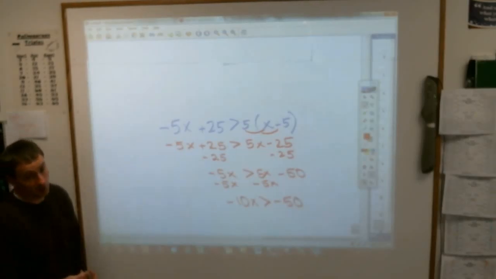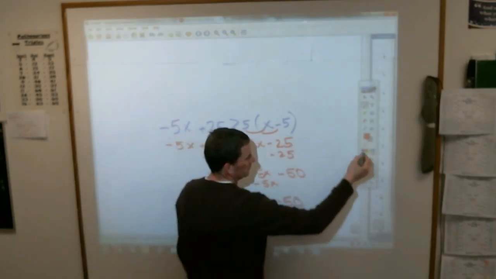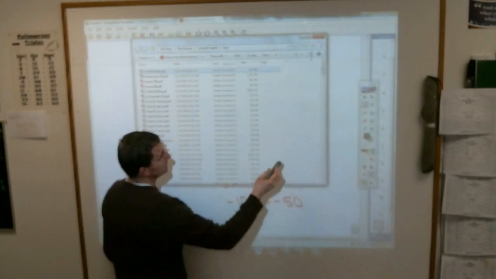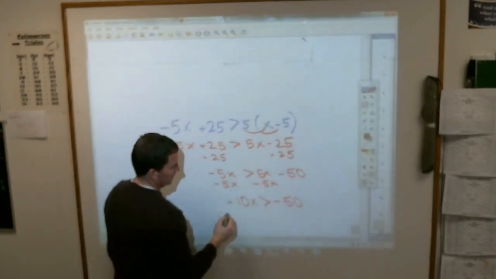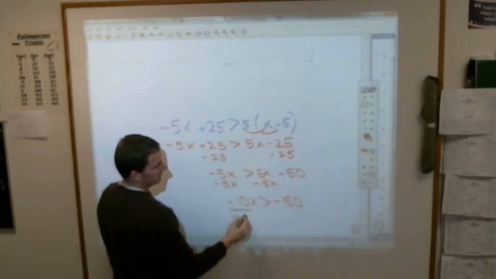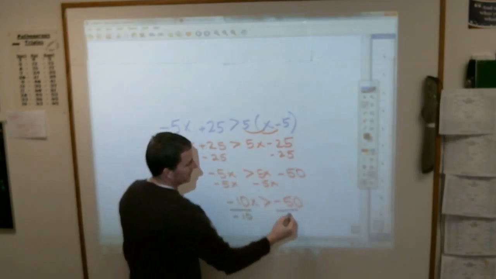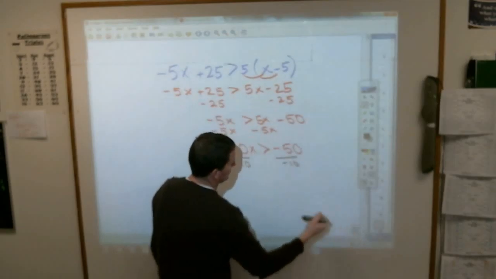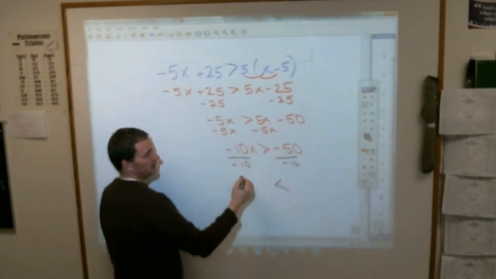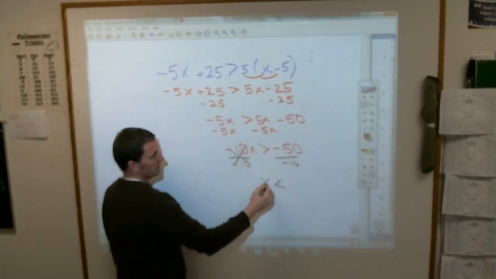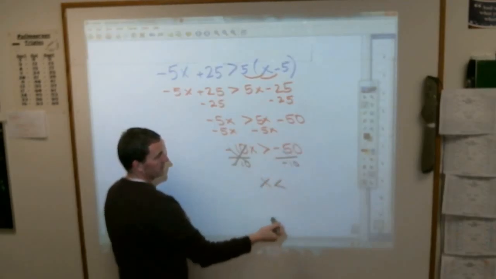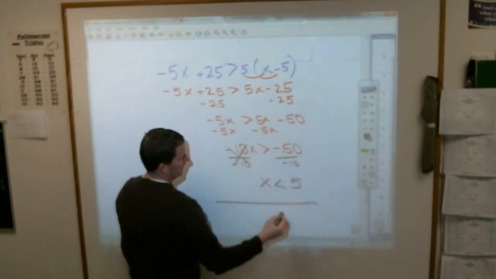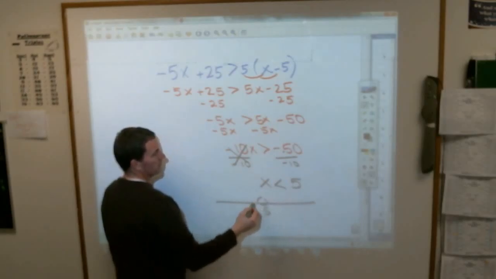This is the part where the multiplying and dividing comes from. You need to get x by itself, so you need to get rid of this negative 10. Divide by negative 10. This sign is going to change because you divided by a negative. Negative 10 divided by negative 10 is just an x. Negative 50 divided by negative 10 is a 5. And the graph of that is 5, open circle.